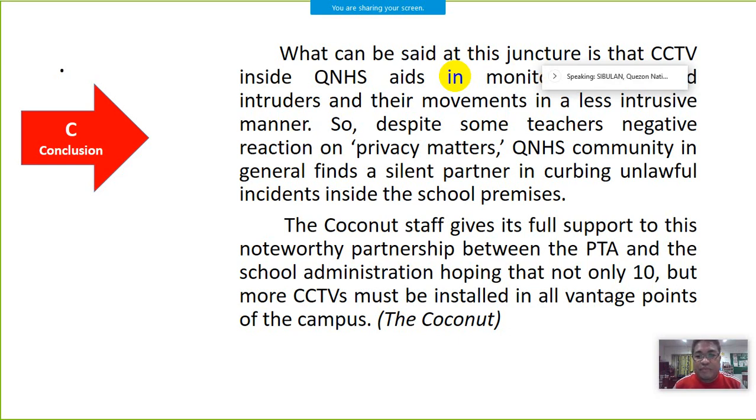So despite some teachers' negative reaction on privacy matters, the QNHS community in general finds a silent partner in curbing unlawful incidents inside the school premises. The Coconut staff gives full support to this noteworthy partnership between the PTA and the school administration, hoping that not only 10 but more CCTVs must be installed in all vantage points of the campus.